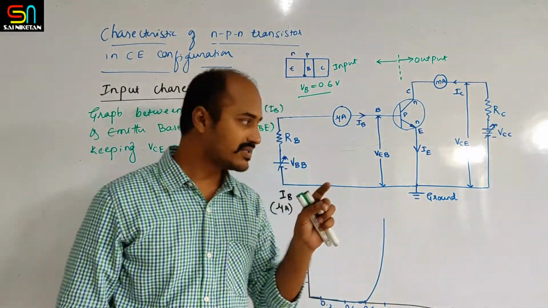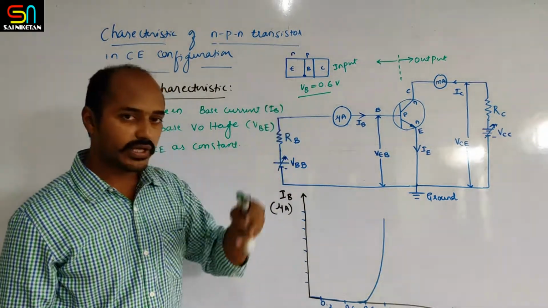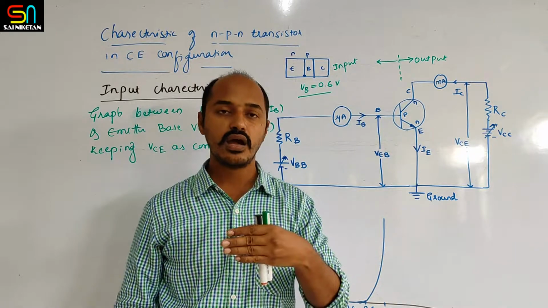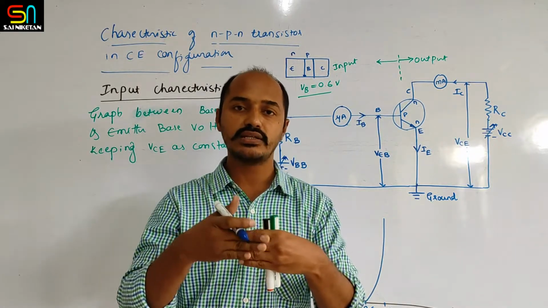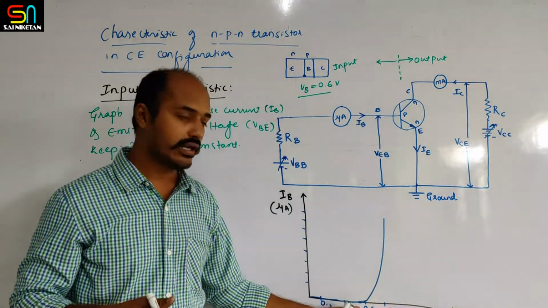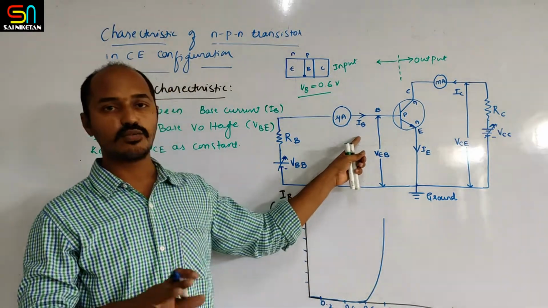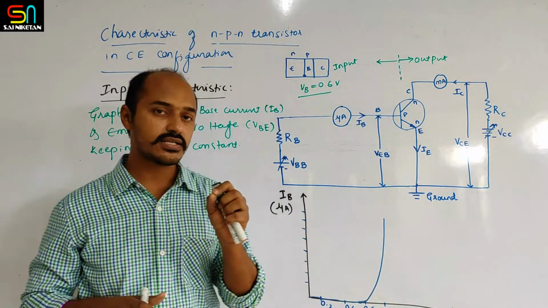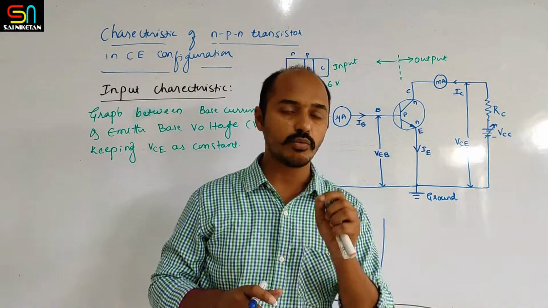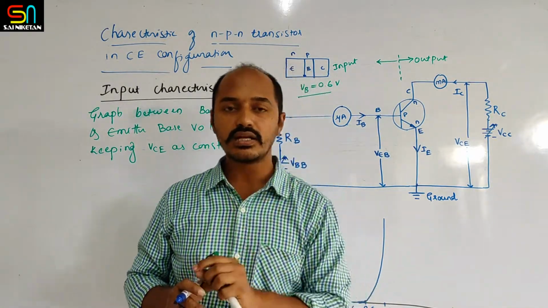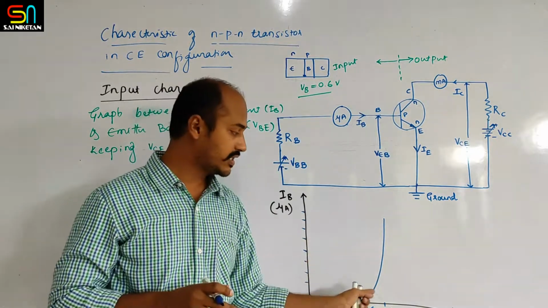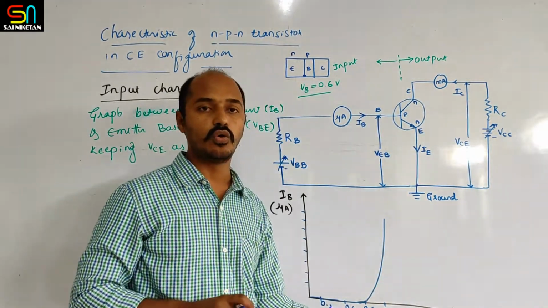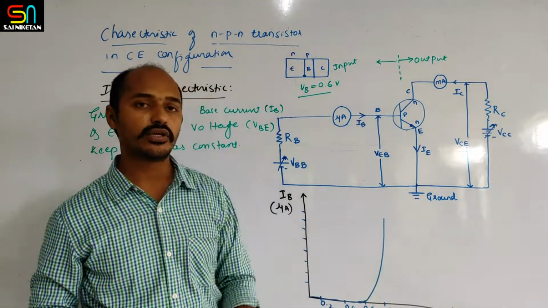Input characteristic. As the input voltage goes on increasing up to the potential barrier, there is no current in the input circuit, or you can say there is no base current. Once the input voltage reaches the voltage barrier or potential barrier, then a sudden increment in the current takes place for the further increment of input voltage. So this is what the input characteristic is.